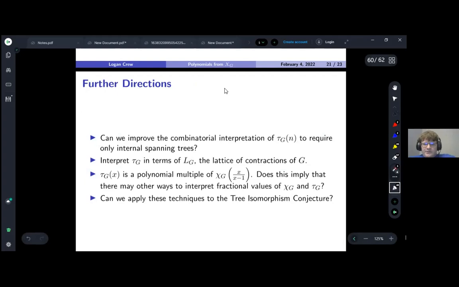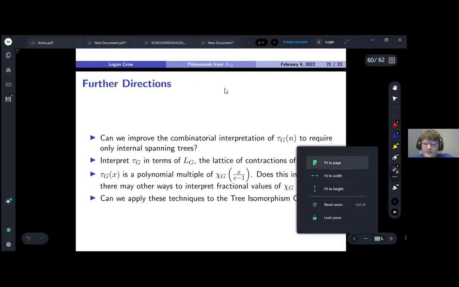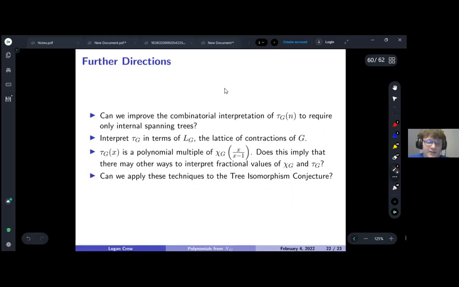So, further directions going forward. As I mentioned, we would love to improve that basic combinatorial interpretation of the output to involve only properly colored internal spanning trees if possible. It seems like there could be a natural way to interpret this in terms of the lattice of contractions. There are nice ways to do this for the chromatic polynomial and chromatic symmetric function. And we did make some progress on that, but didn't really manage to reduce it to anything that was sufficiently simple.